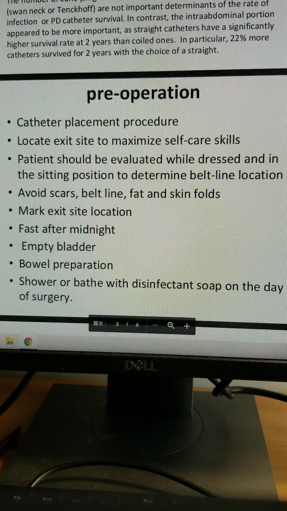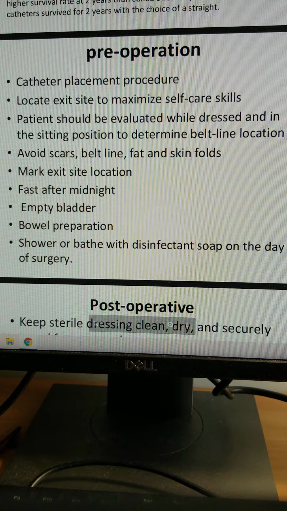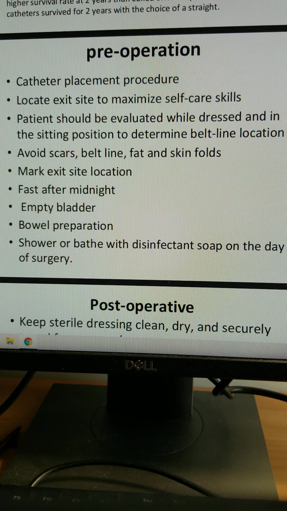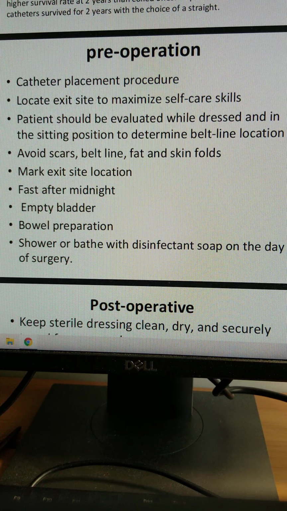Pre-operation preparation. The catheter placement procedure needs to be discussed with the surgeon or kidney doctor. Locate the exit site to maximize self-care skill. Patients should be able to look down and easily see and reach the exit site. Patients should be evaluated while dressed and in the sitting position to determine the best exit site location.